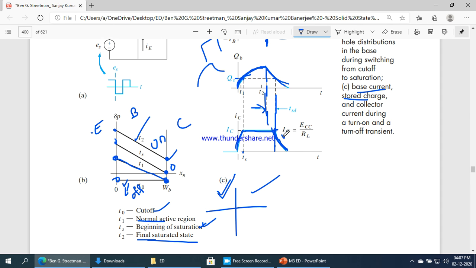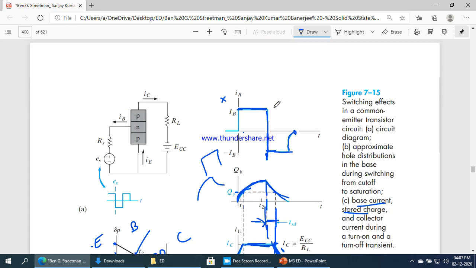In this part the device is off, in this part the switch is in the saturation region, and this one is at the cutoff region. So this much time is required for the charge carriers to discharge completely. That is nothing but a switching cycle.